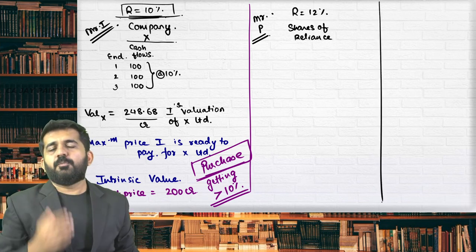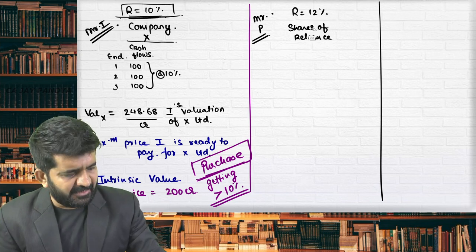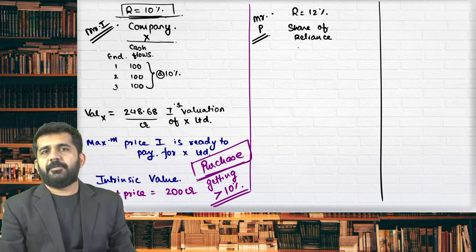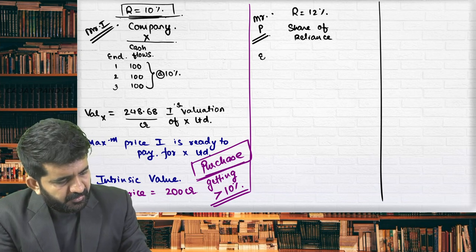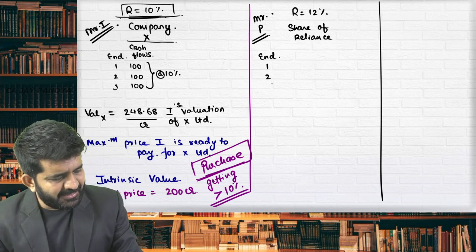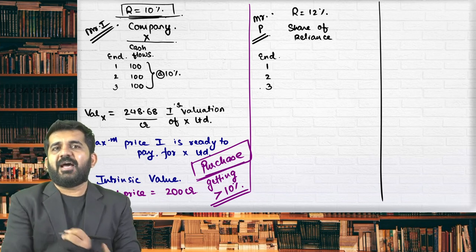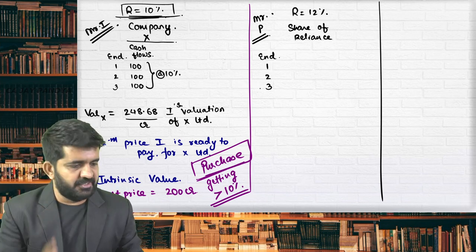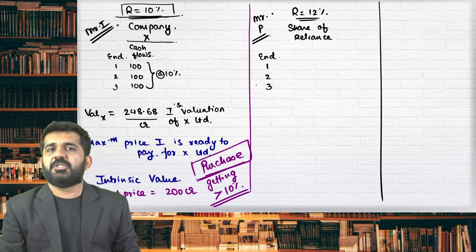What he is planning to purchase is a share of Reliance. Let me take one share of Reliance. Is it all right? Now, it is expected that this share of Reliance he will be keeping for 3 years. He says that he will be keeping it for 3 years.